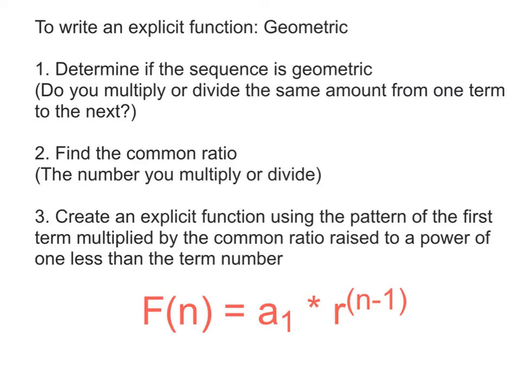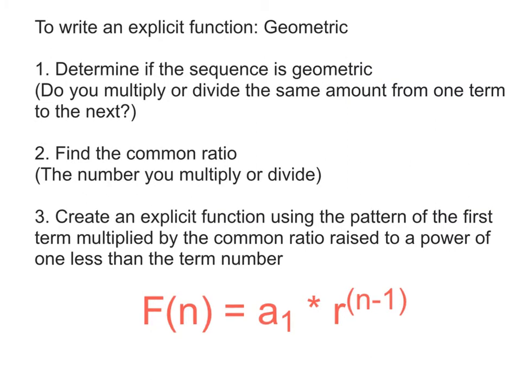Now, to write an explicit function that is geometric. So we're talking about multiplying. Step 1 says determine if the sequence is geometric. Do you multiply or divide the same amount from one term to the next? Number 2 says find the common ratio, the number you multiply or divide. And number 3 says create an explicit function using the pattern of the first term multiplied by the common ratio raised to a power of one less than the term number. That's what this is. F sub of n is equal to a sub 1, the first term, times r, that common ratio, raised to the power of n minus 1.